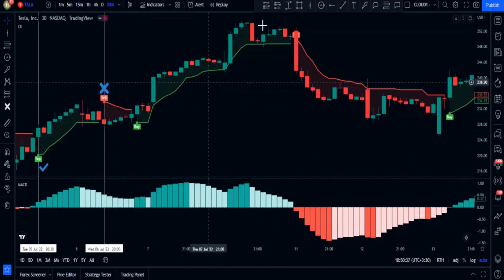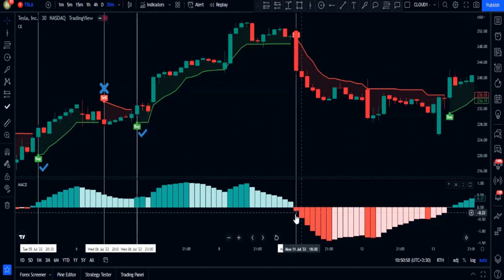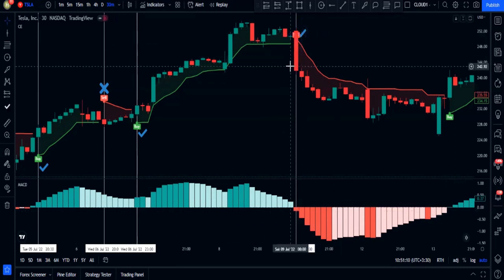Take a look at this buy signal. This buy signal is also valid because all the conditions are fulfilled. And the next sell signal is also valid because the histogram of the MACD is below the zero level.